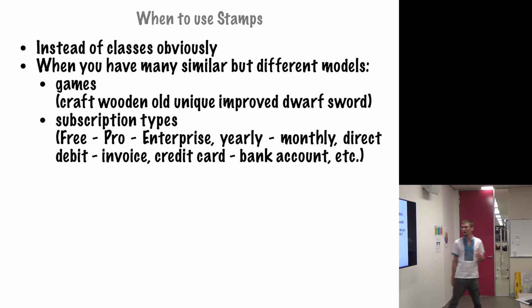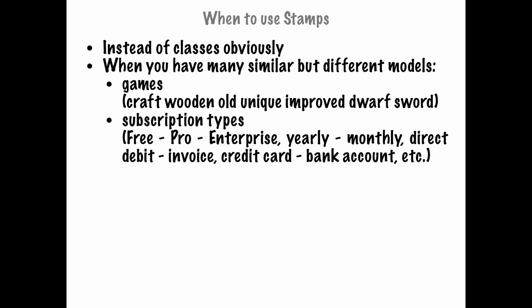or from my job, subscription types. So we develop a service. The service has 3 tiers: Free, Pro, and Enterprise. Also, you can be charged yearly or monthly, or direct debit or invoice, or credit card or bank account, and other. So all these things can be stamps, better be stamps, but they're not. We have 12 or 13 levels of inheritance, unfortunately, something like that. Yeah, shit happens.